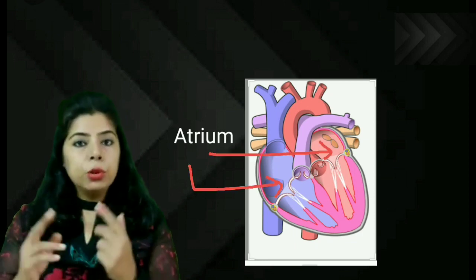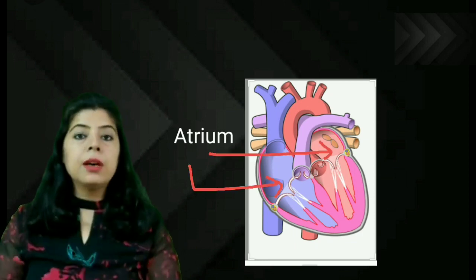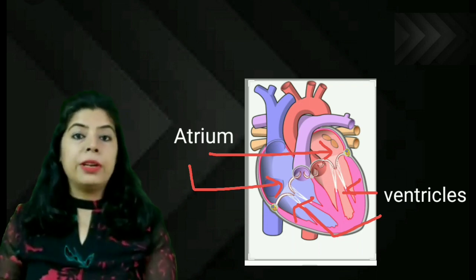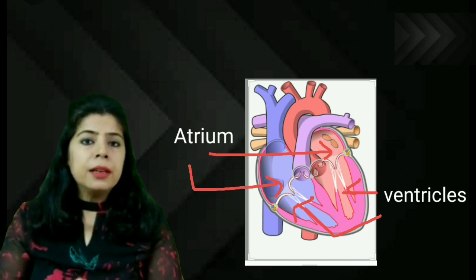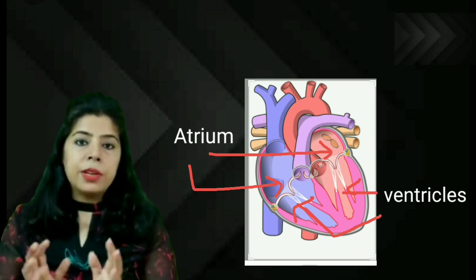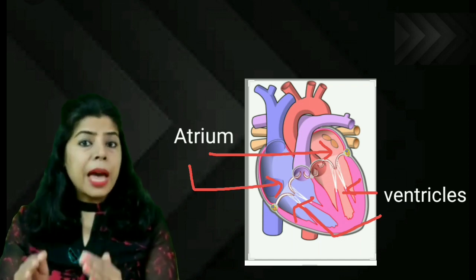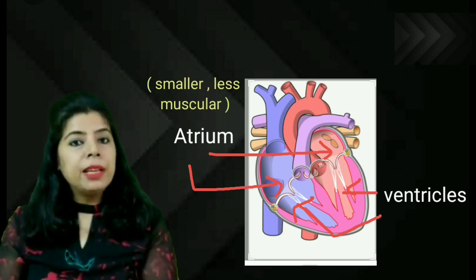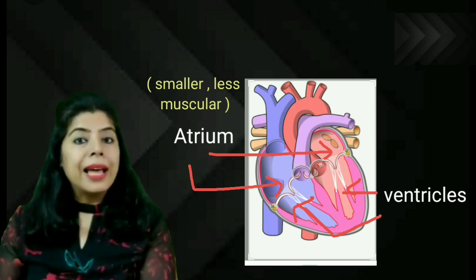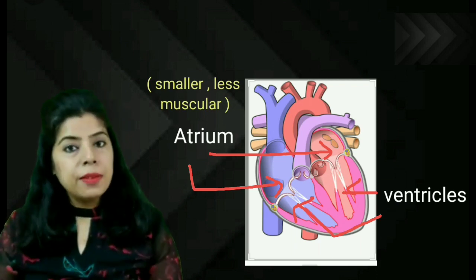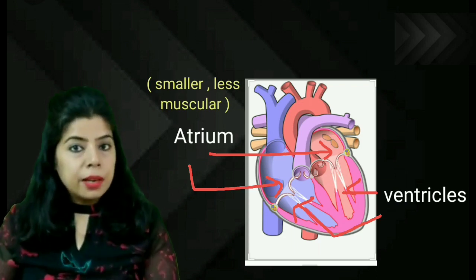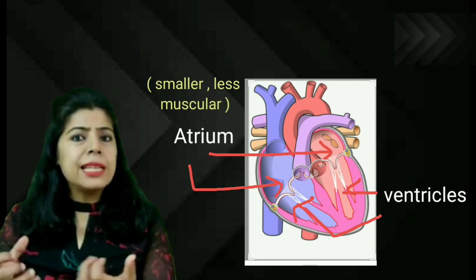So we have the two upper chambers which are the atria. We have two atria on the top as you see in the figure, and there are two ventricles at the bottom. Now if you look at the structure of the atrium and the ventricle, you find a difference, and it completely depends upon the function they play. The atrium is comparatively thinner and smaller than the ventricles because the atrium is receiving the blood. So it is a little bit thinner, smaller in size, and its walls are less muscular.